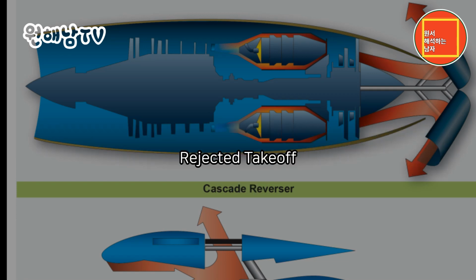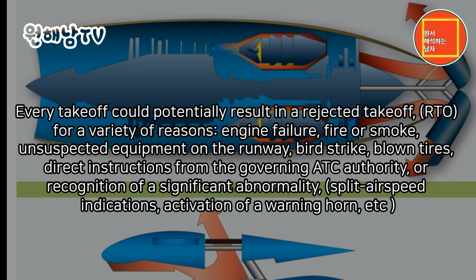Rejected takeoff. Every takeoff could potentially result in a rejected takeoff, RTO, for a variety of reasons: engine failure, fire or smoke, unsuspected equipment on the runway, bird strike, blown tires, direct instructions from the governing ATC authority, or recognition of a significant abnormality, split airspeed indications, activation of a warning horn, etc.